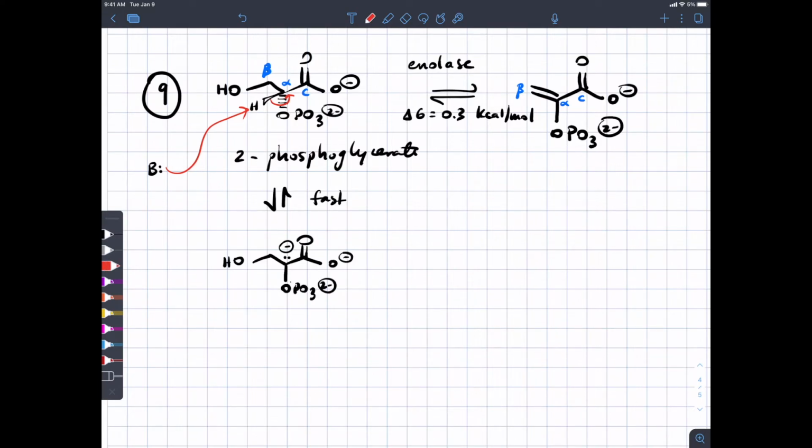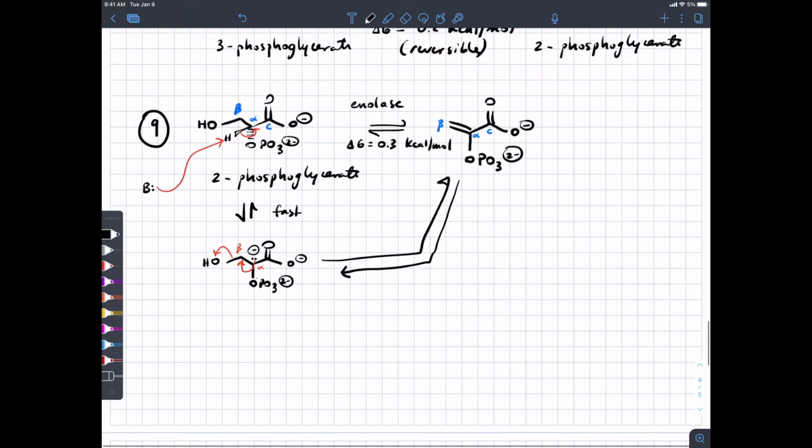And then electrons on the alpha carbon kick down and form a pi bond between alpha and beta carbons, and the OH group leaves, perhaps picking up a proton from some other source on the way. And that gives us our product, which is called phosphoenol pyruvate.